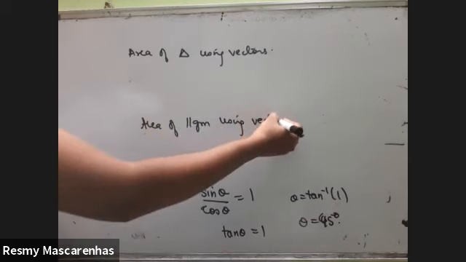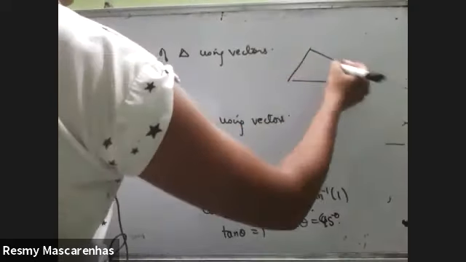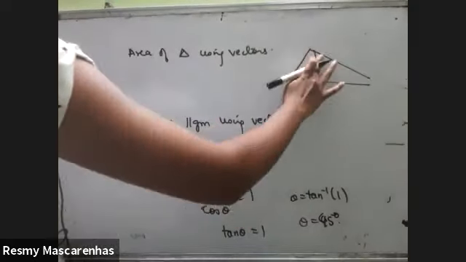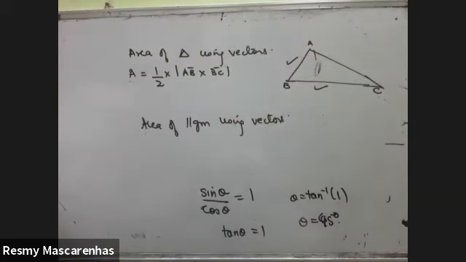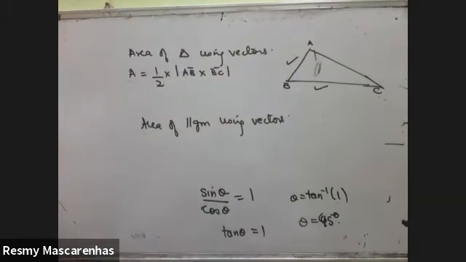Very simple. If you have any triangle A, B and C, what is the area? You just have to use half times AB bar cross BC bar. These two side vectors you have to know. Consider this vector is A bar, and this vector is B bar. So the area will be half of A bar cross B bar.